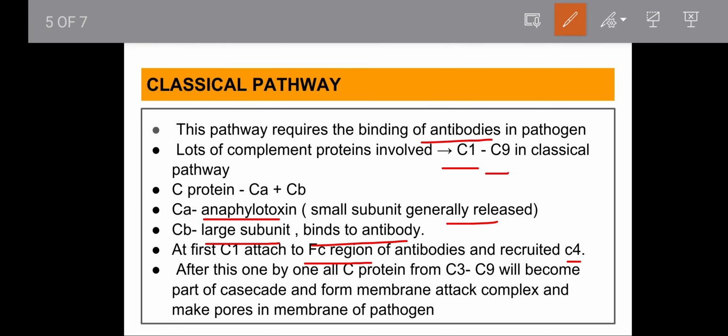After this, all the proteins, C3 to C9, will become part of a cascade reaction and form the membrane attack complex. What is the membrane attack complex? The membrane attack complex is a group of proteins which form a complex and make a pore in the membrane of the pathogen and kill the pathogen. So let's move to the next slide.